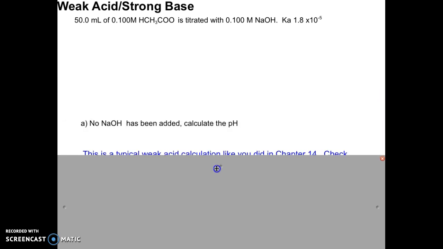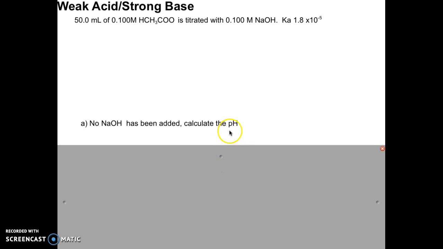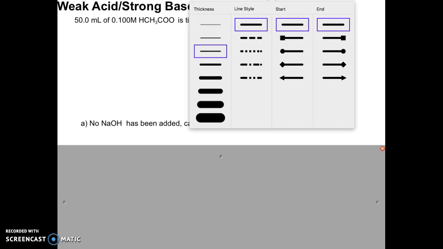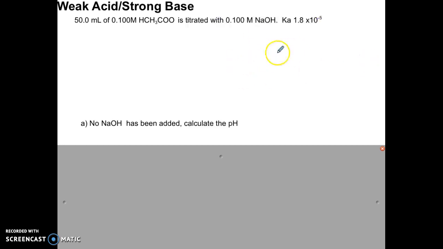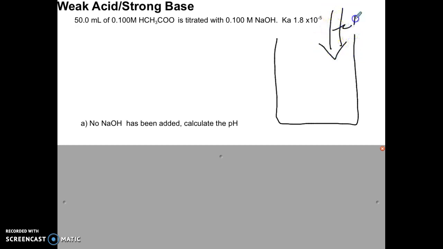So if you're thinking about what this really looks like in our beaker, I'm going to draw a picture here. I have a beaker here, here's my burette, and my burette has NaOH in it. I have acetic acid in my beaker. Now, since acetic acid is weak, most of it is going to stay together. I shouldn't have that H there because I have it here. So it's HCH3COO. So most of that stays together.